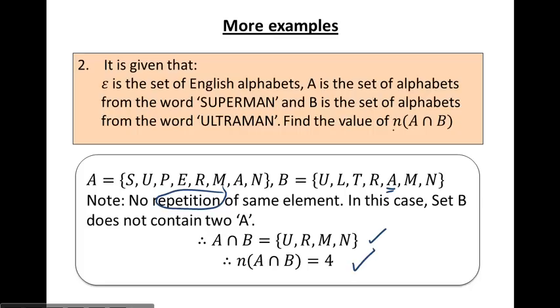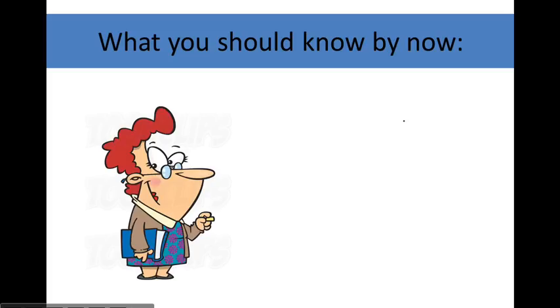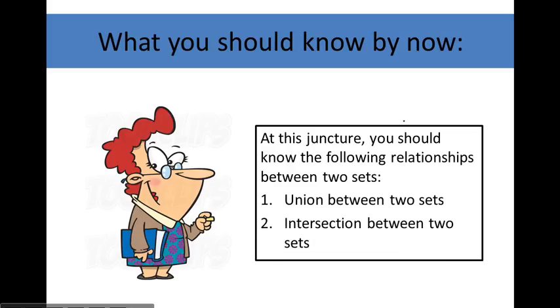Whenever you're asked to find the number of elements, you will list out the elements in the sets first before you count the number of elements for A intersect B. That is always the technique. At this juncture, you should know the following relationships between two sets. The union between two sets, whereby you consolidate all the elements that you can find in the two sets. And secondly, you must also know the intersection between two sets, that is to find out what are the common elements found in the two sets.